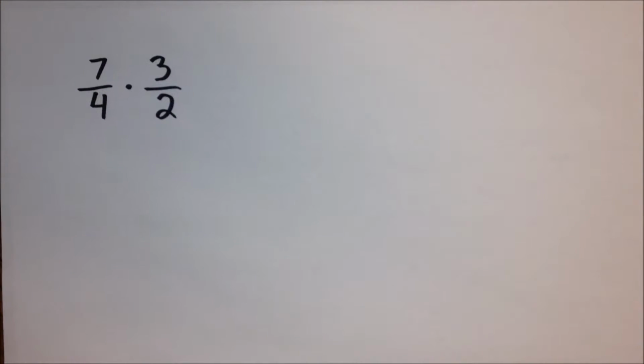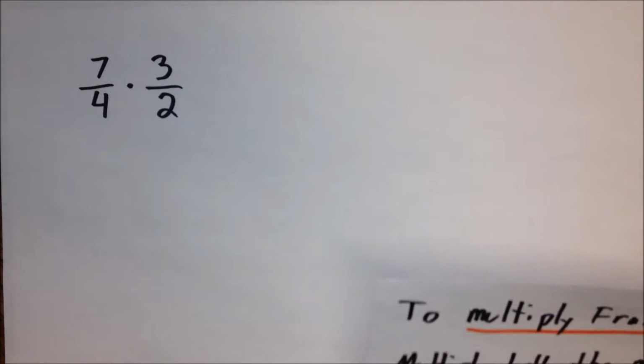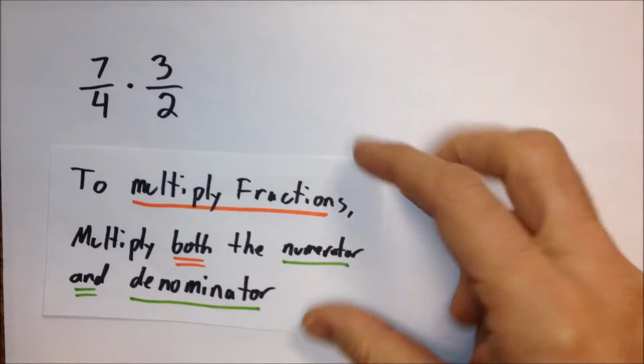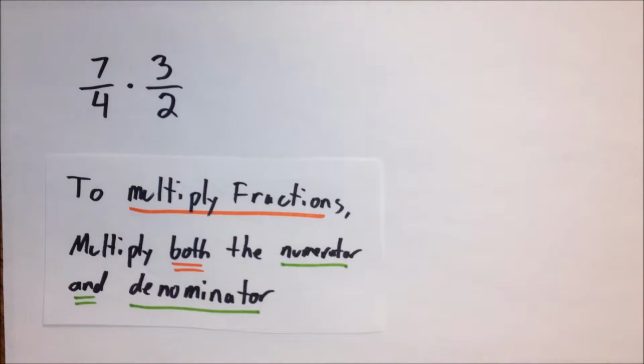Let's look at a problem, and first we'll answer the problem using our basic principle, but then I want to spend a little bit more time explaining why this principle should be true and how we can come to understand it. So first, our principle is just to multiply fractions, we multiply both the numerator and the denominator.